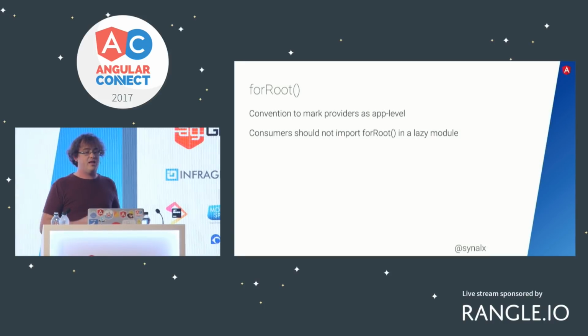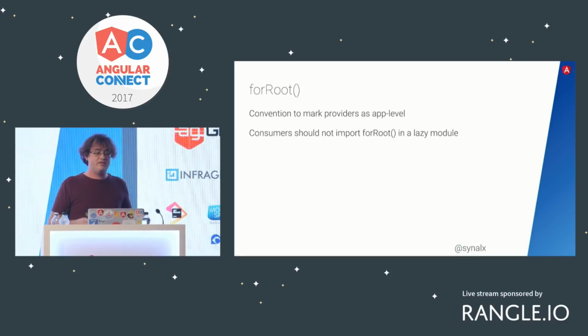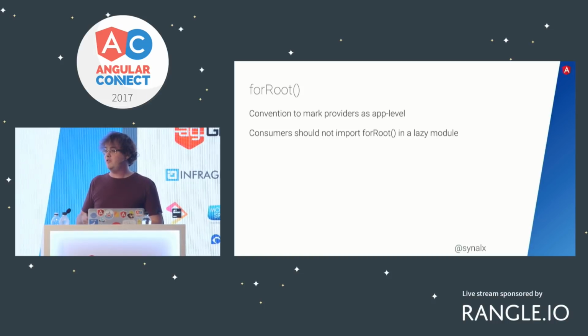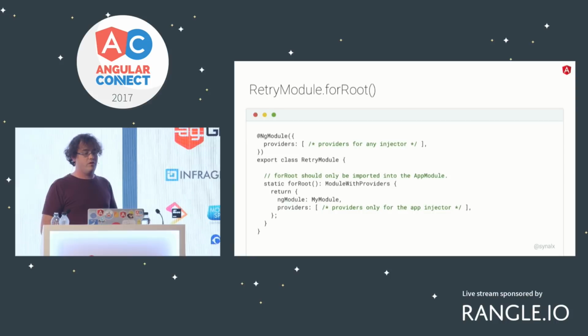But fortunately, the community has a solution for this in the form of something called a for-root function. And you may have seen these running around and wondering kind of how they work internally. It's just a convention. What it says is this is a module with providers, which only includes providers that should go in the application module. Nobody should ever import one of these things in a lazy loaded context. So here's what our for root would look like if we implemented it in our retry module.